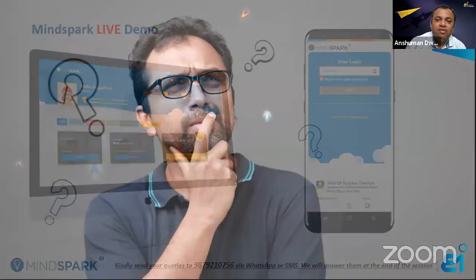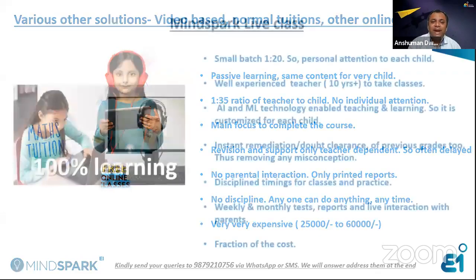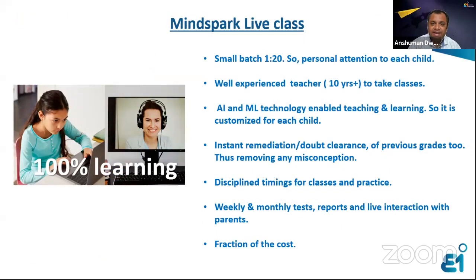Now, there are so many ways where children are learning at this point of time. Most of the ways are fixed video ways, where the same content is delivered to each child with the main focus on completion of the course, with very little parental interaction and no individual attention. I'm sure the online classes add a lot of stress along with the learning, and they are very, very expensive. So MindSpark live classes, which we have at EI, have a very small batch size of 1:20. So there is personal attention for every child. We have teachers like Jayanti ma'am, and practice tools like MindSpark Math, which give instant remediation and doubt clearance, also on the previous grade.